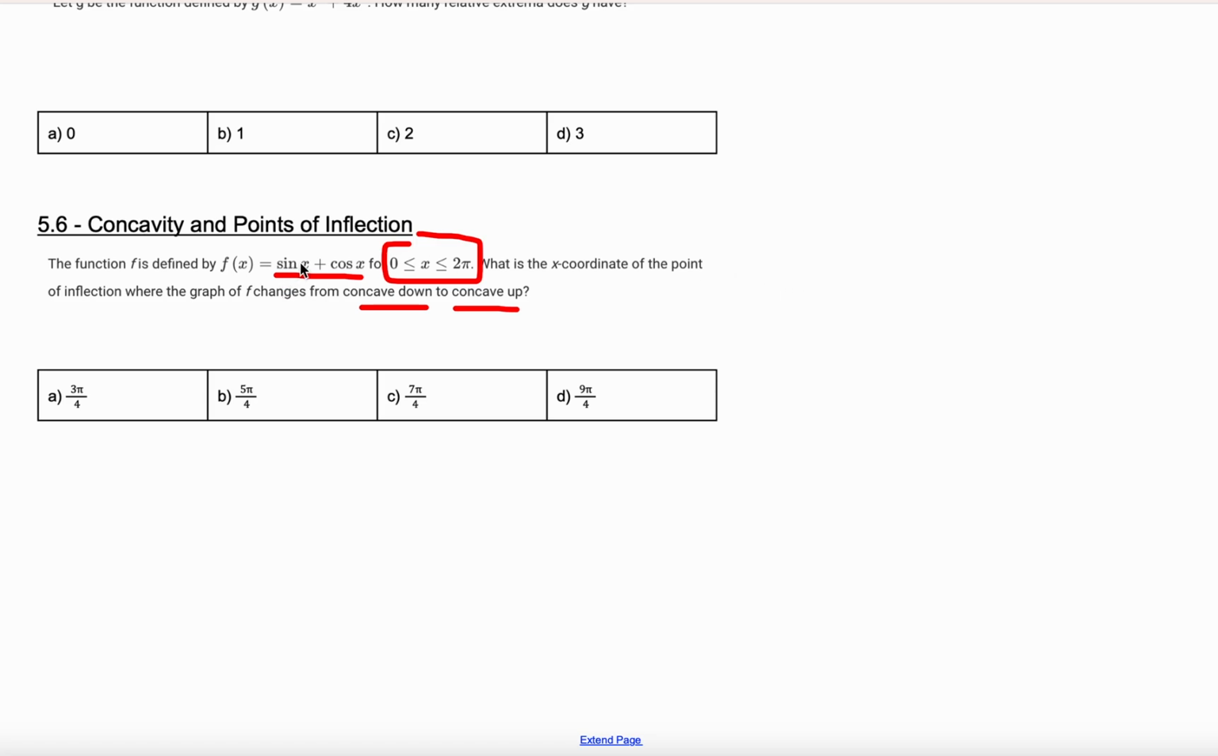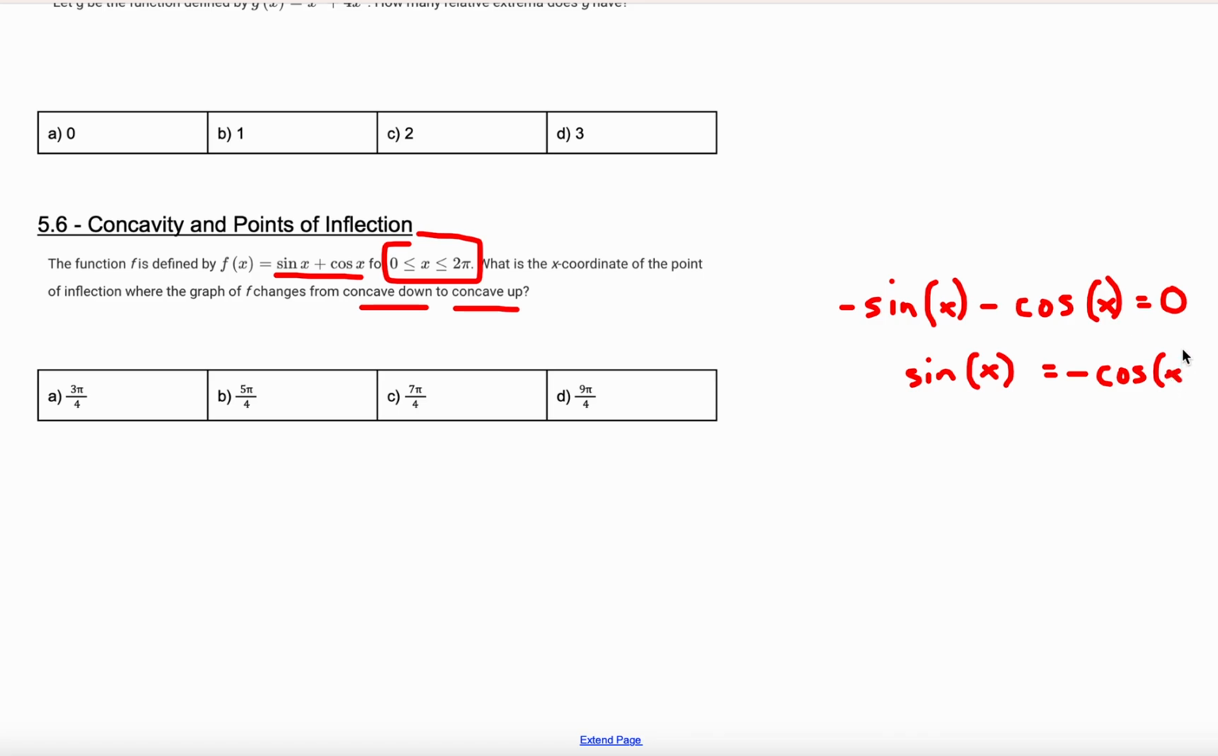If I derive this twice, right, sine would turn into cosine, cosine would turn into negative sine. This is the second derivative of the first term. If I derive the second term twice, it'd go negative sine, and then negative sine turns into negative cosine. So I want to figure out where my second derivative equals 0. These would be all my potential points of inflection. If I move the sine of x over to the other side, I want to figure out where sine of x is equal to the opposite of cosine of x.